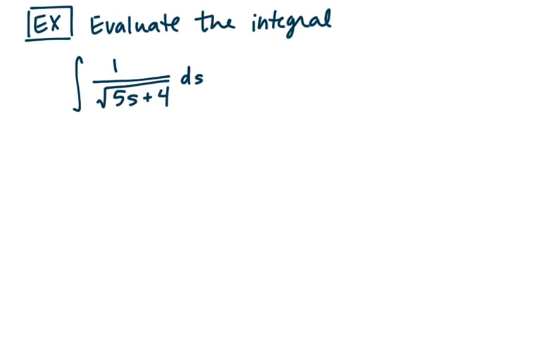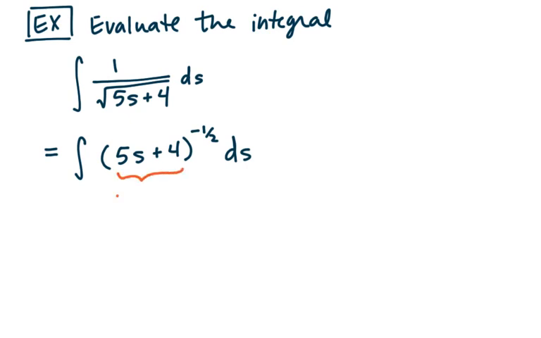Well, one thing we always do is we try to use algebra if we can to simplify an expression. And a square root can be turned into a 1/2 power. So I'm going to write 5s plus 4. When it was in the denominator, it was positive 1/2. So now I have negative 1/2 ds. So once I have it in this form, it's much easier for me to determine how to choose u. In this situation, I'm going to say let u equal 5s plus 4. So u is that expression in parentheses raised to the power.